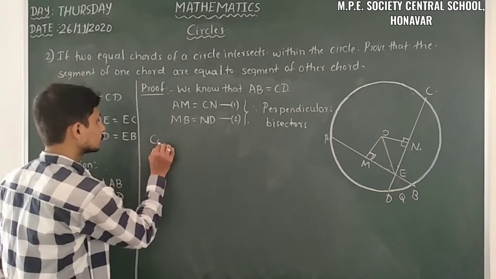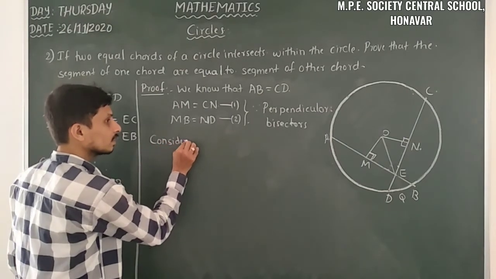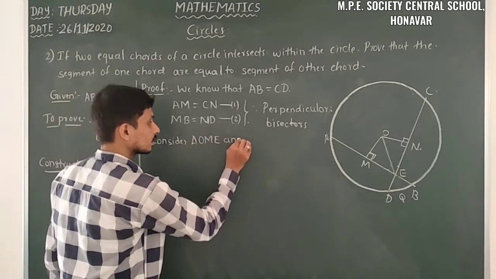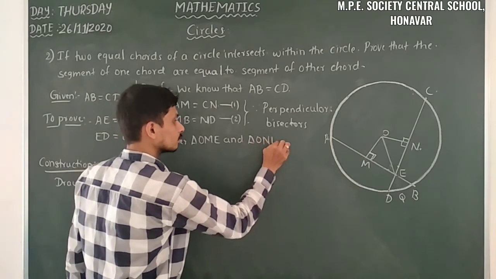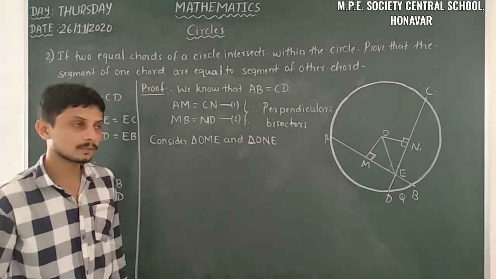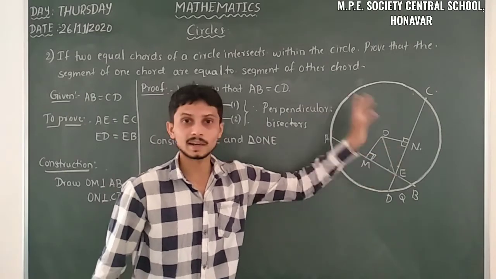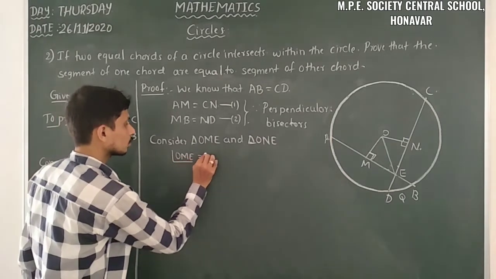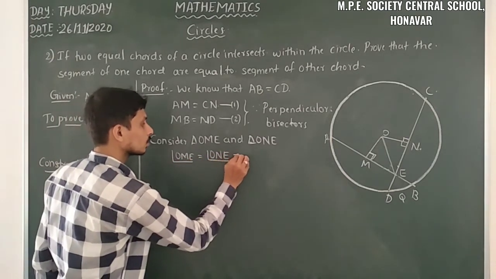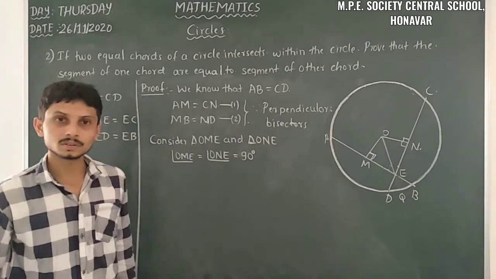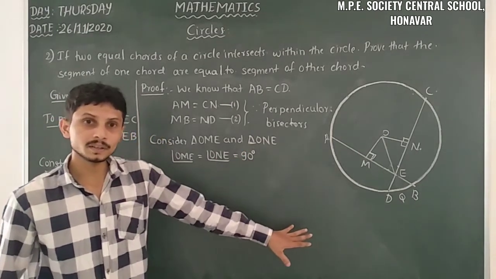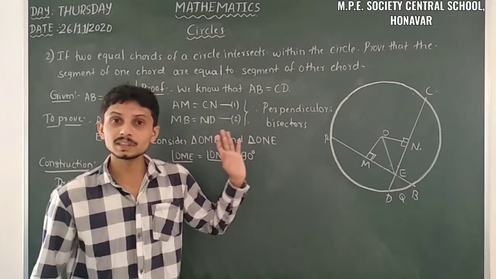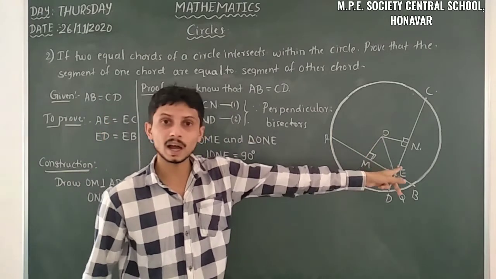Then consider triangle OME and triangle ONE. In that, what are the equalities we can find here? Firstly, we can take this right angle, that is angle OME is equal to angle ONE, which is 90 degrees. So this is the first equality we have. Another equality: this is a perpendicular line, that means equal chords are equidistant from the center. So that's why OM and ON are equal.